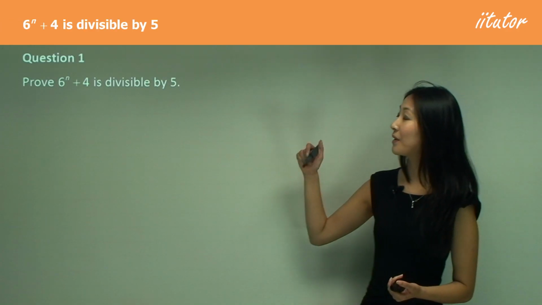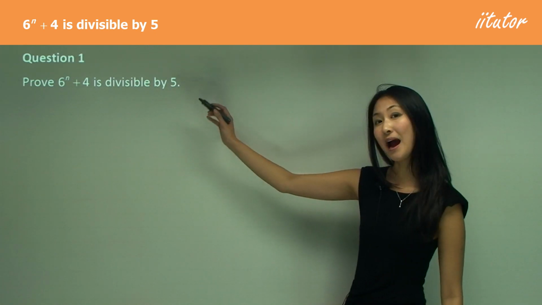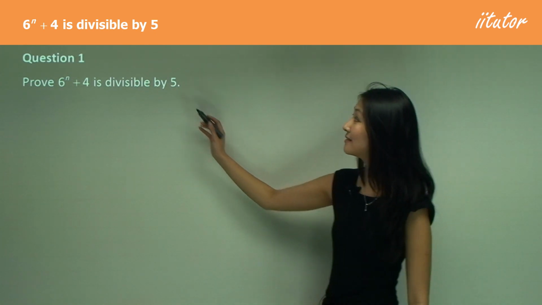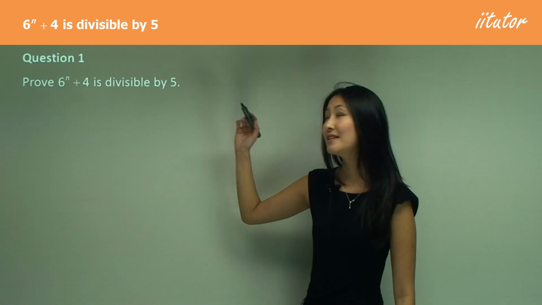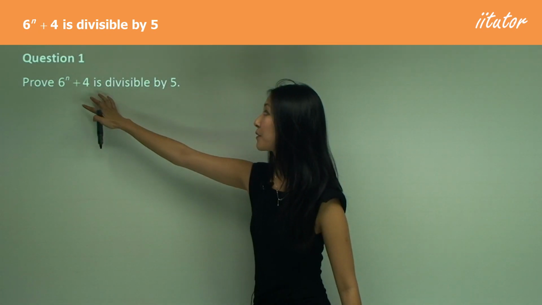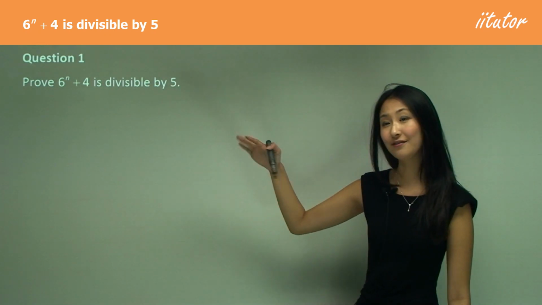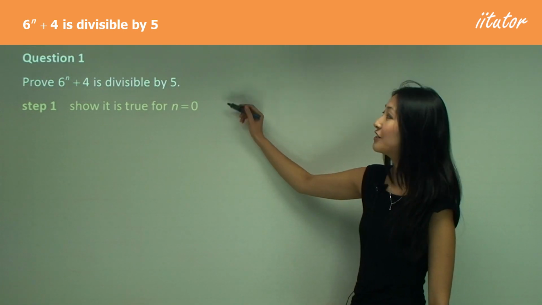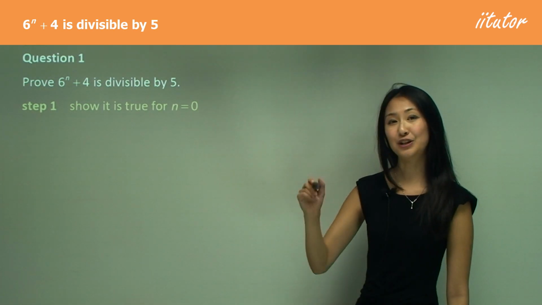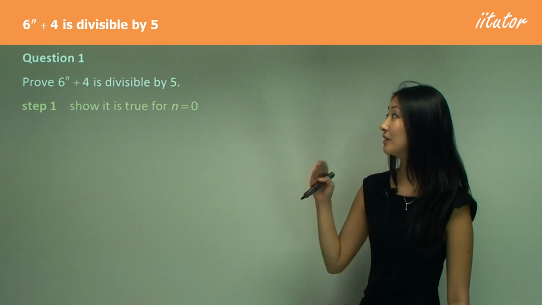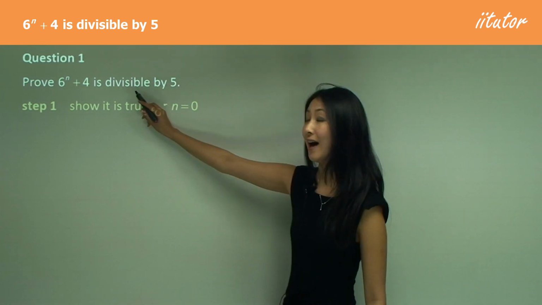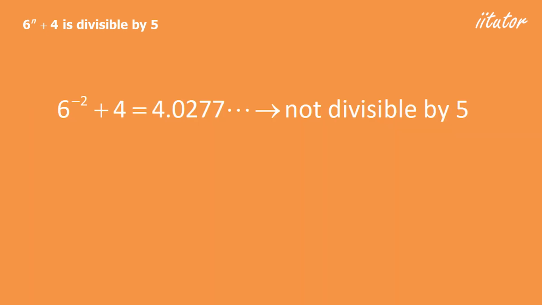In question 1, we want to prove that 6 to the power of n plus 4 is divisible by 5. So the idea is we want to somehow prove that this is divisible by 5. The first step is to show it's true for the initial value of n, and that's going to be the lowest integer that satisfies this up here.